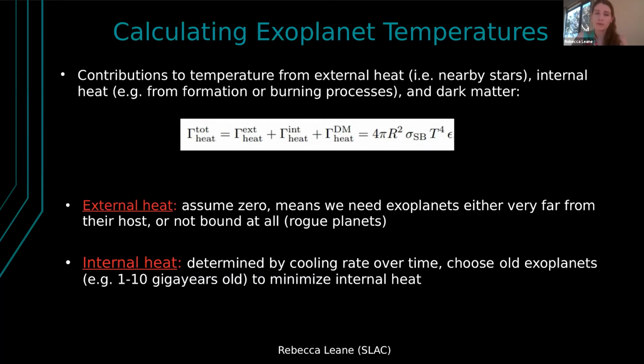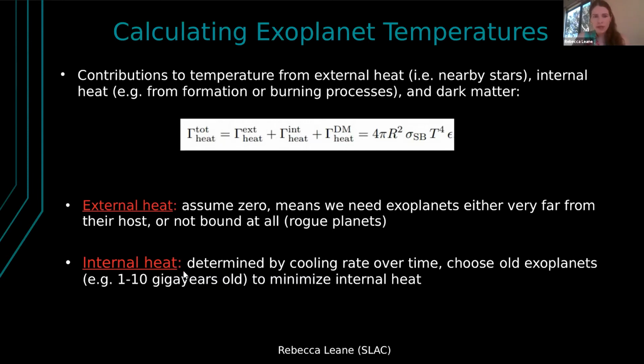So by assuming this is 0, this means we need exoplanets that are either very far from their hosts, so on wide orbits, which will be okay for local searches close by, or we're going to want them to be not bound at all. This is the rogue planet category, which we're going to want as we go further towards the center of the galaxy. So we're going to set this to 0. It never has a parent star that's very close by that's heating it up.